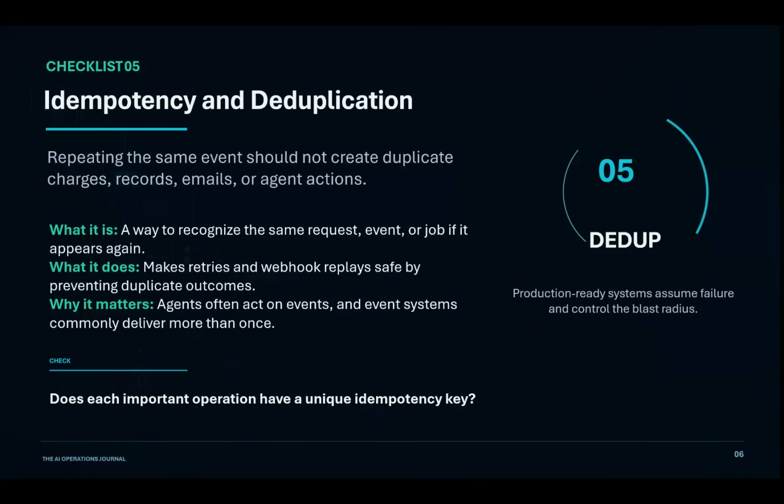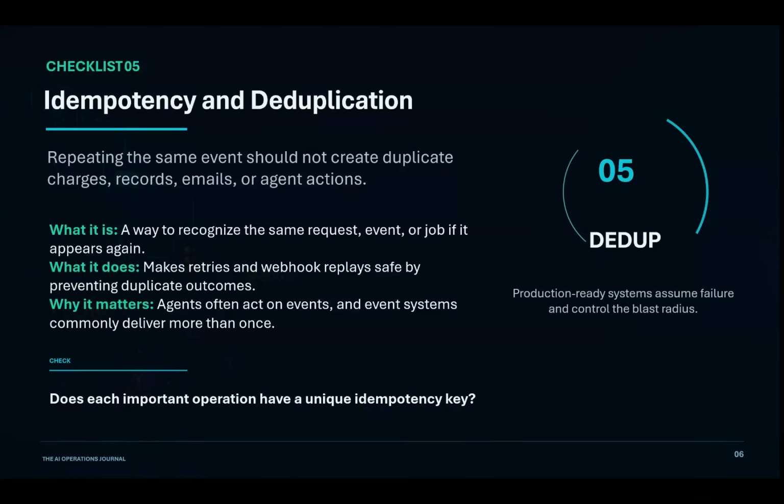Repeating the same event should not create charges, records, emails, or agent actions. Let's say, for example, your system receives payment through Stripe, and Stripe has this webhook that notifies your system that someone paid. If you don't have this idempotency and deduplication mechanism, if Stripe sends the webhook notification twice, your system is going to record twice that a customer paid twice, which is not true. And that's a very dangerous thing.